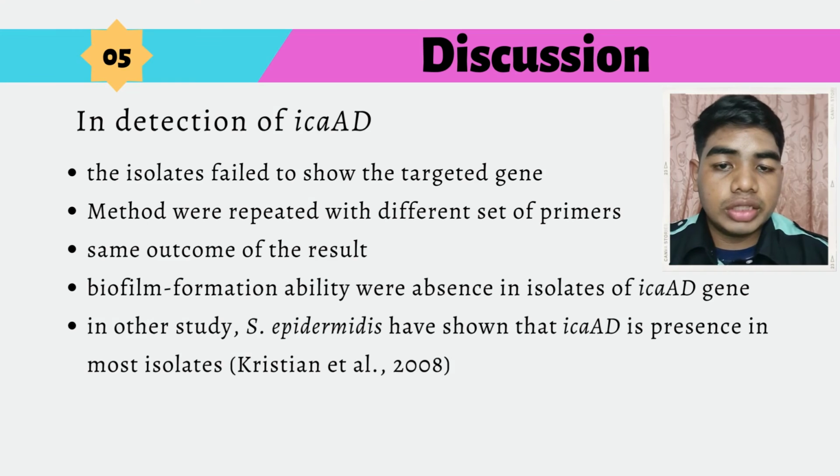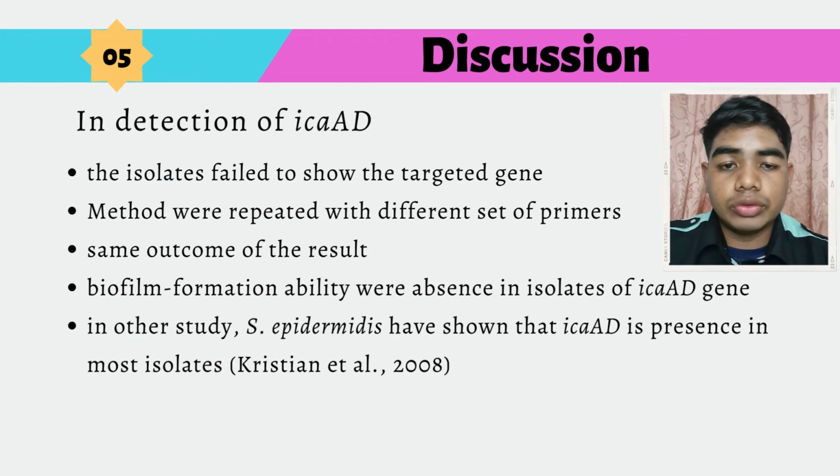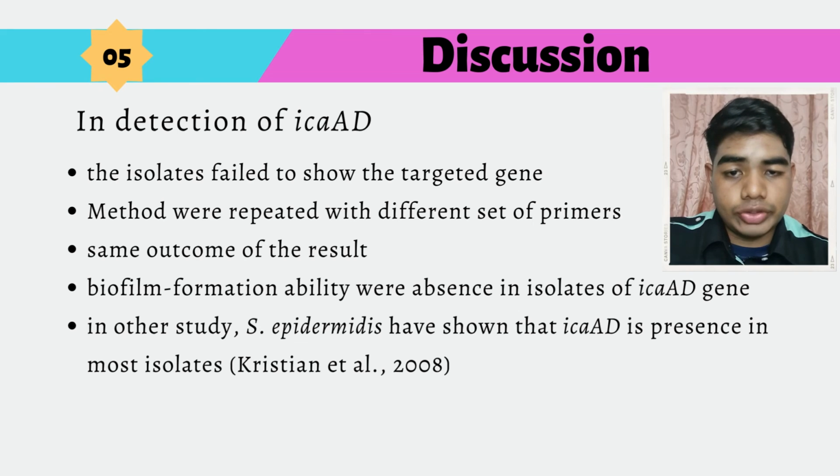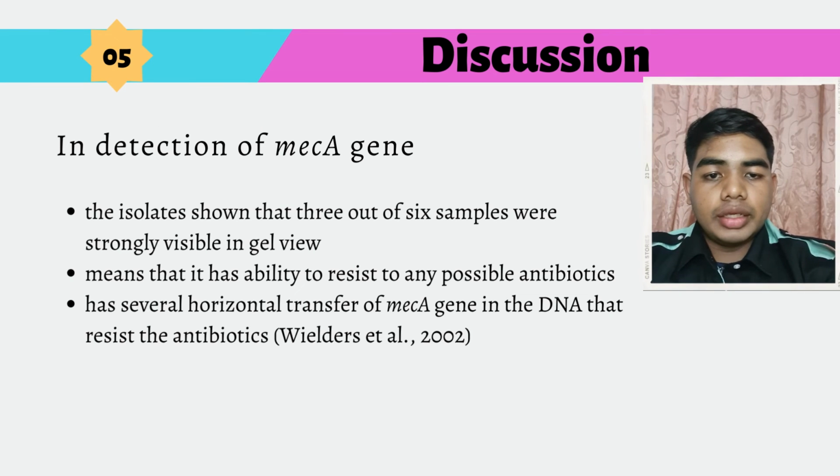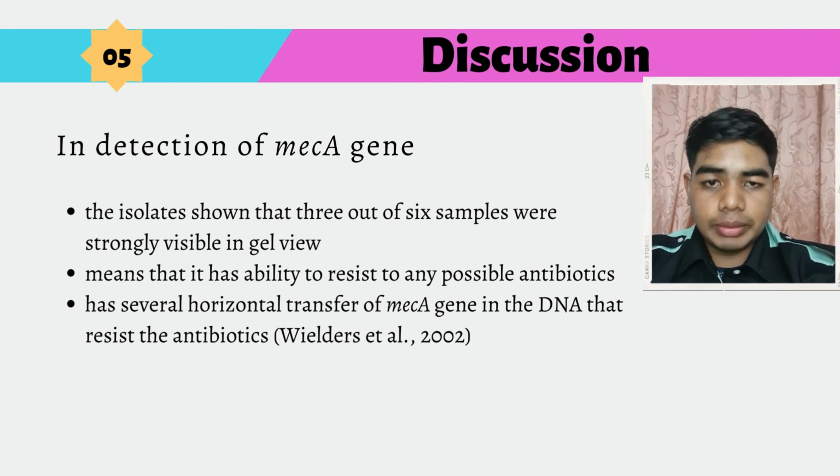For the discussion of my study, the icaD failed to show the targeted gene and was repeated with another set of primers and turned out the same result. The biofilm formation ability was absent for the icaD gene in my isolates. Other studies show that icaAD is the main component to form the biofilm. For mecA, 3 of 6 isolates were strongly visible in the gel. This shows that the isolates have the ability to resist possible antibiotics. Studies show that it may be possible to have several gene transfers that have resistance to antibiotics.